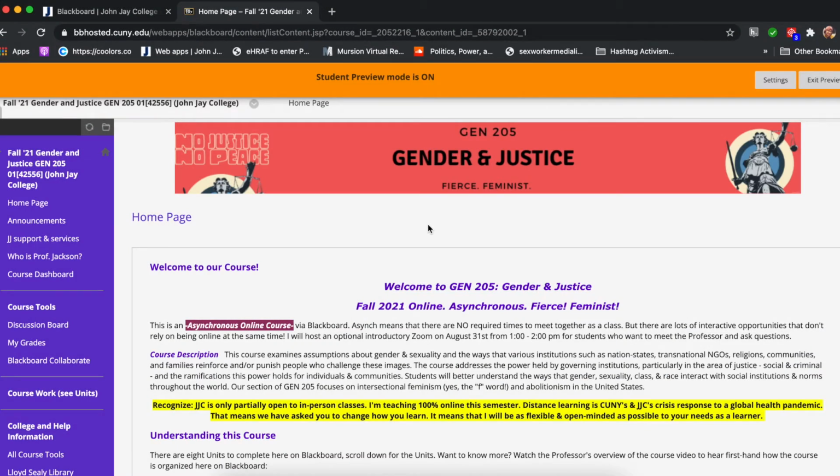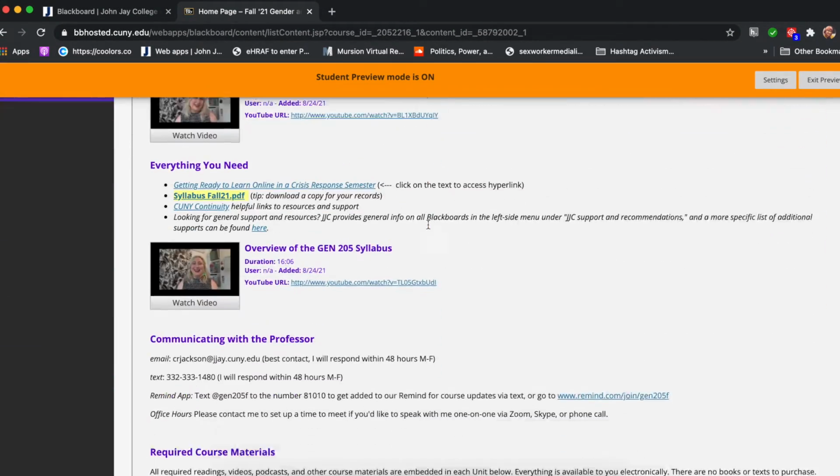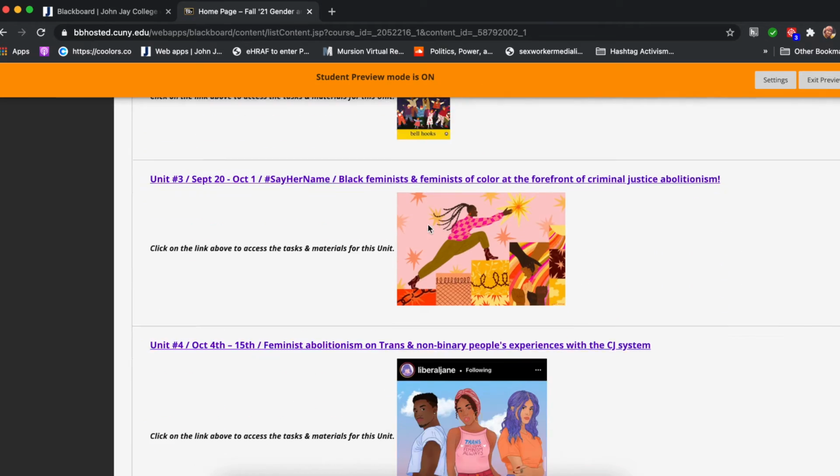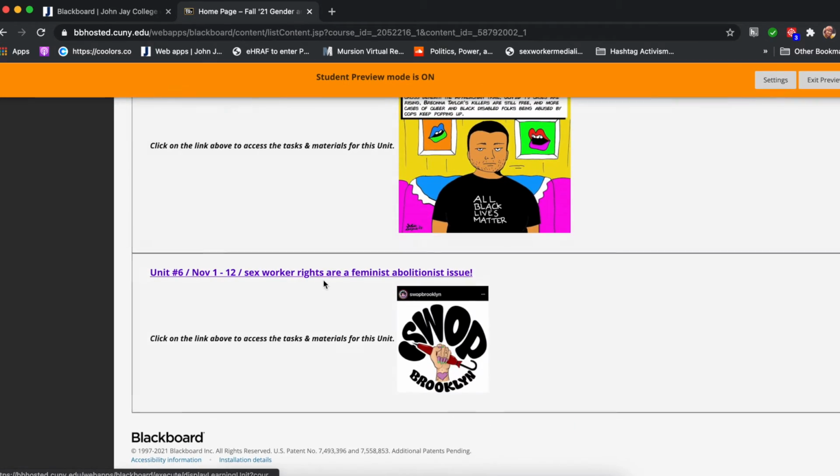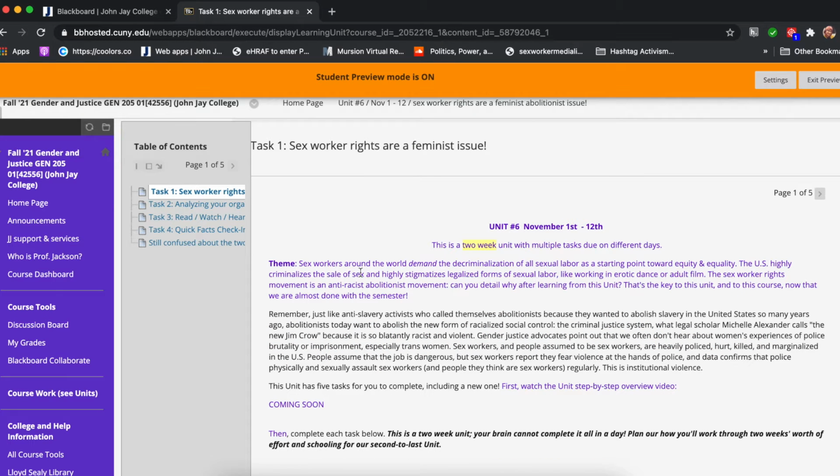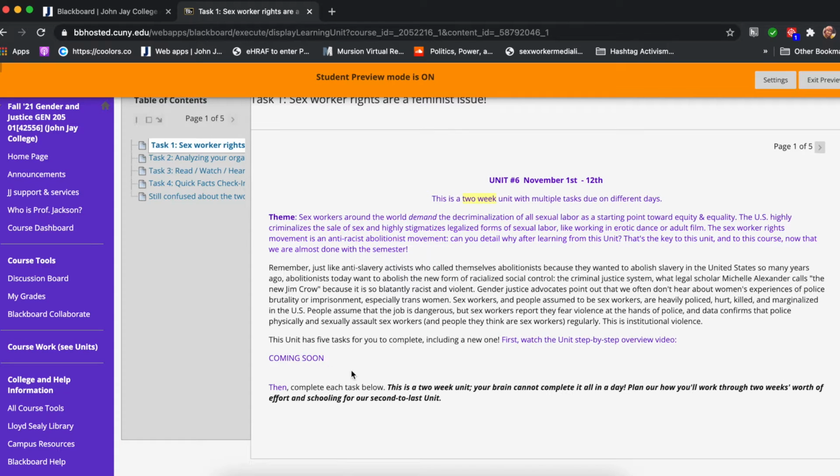This is our Gender and Justice homepage with everything you need. Here on the homepage, scrolling down, you see that unit number 6 is now opened. It runs from November 1st through the 12th, and it's a focus on sex worker rights as a feminist issue, and sex worker rights as a feminist abolitionism issue. There's 4 tasks, and then an additional infographic from me to help you make sense of some of this, because this is a little bit more of a confusing unit, I would say. So this video will be right here, okay?